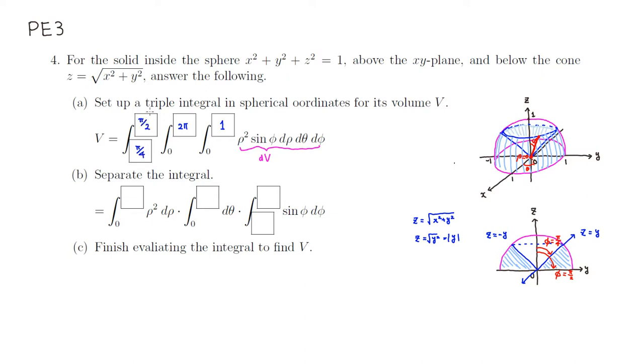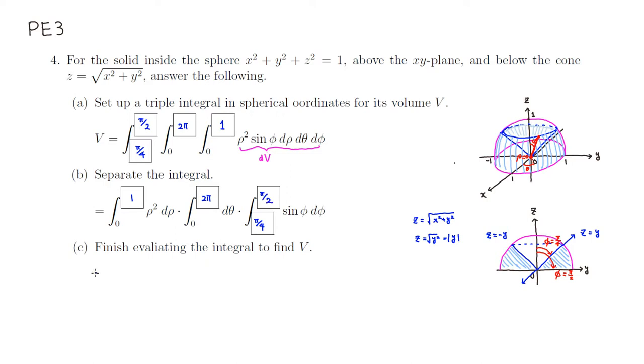That's how we set up the triple integral. Let's separate them. Rho goes from 0 to 1, theta goes from 0 to 2 pi, and phi goes from pi over 4 to pi over 2.